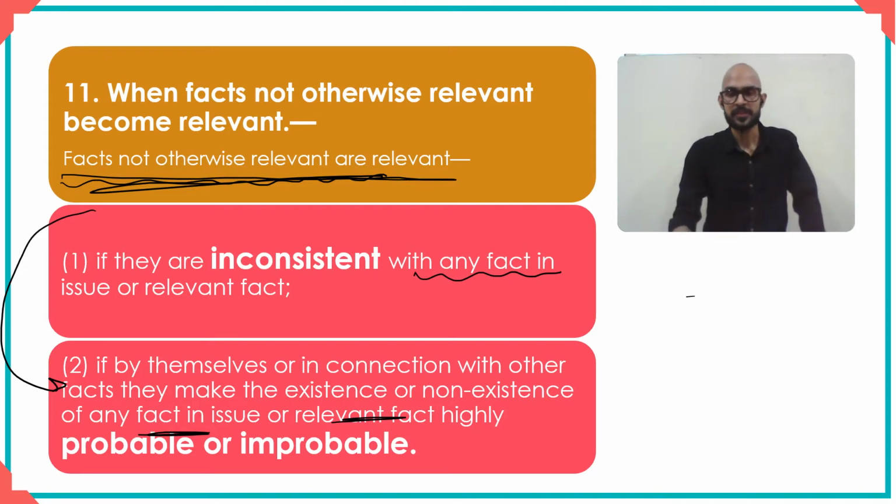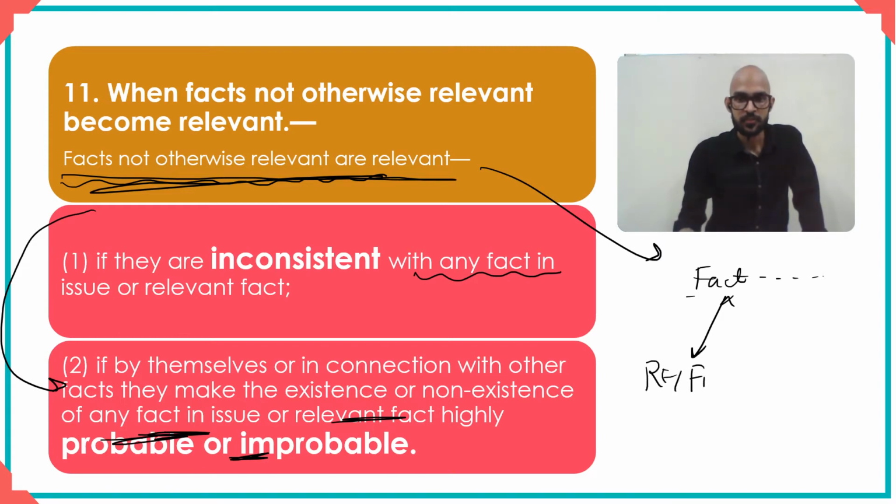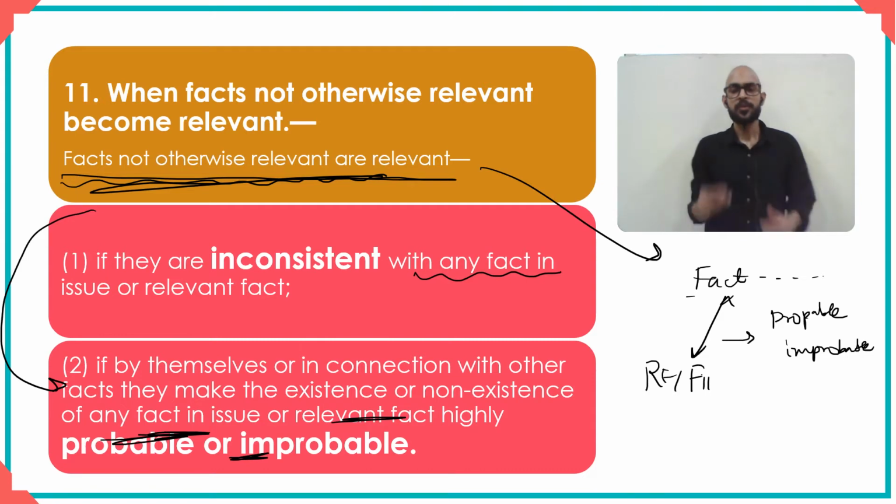Right? Which means, again, you have the same relationship of the new fact. So the fact, which is being made relevant, you have a relationship with what? Again, relevant facts and facts in issue. So relevant facts, facts in issue. This time the word is slightly different. It talks about probable or improbable, right? Now, what is the difference between inconsistency and improbability? This essentially is the meaning that we have to gather in order to be able to understand Section 11.